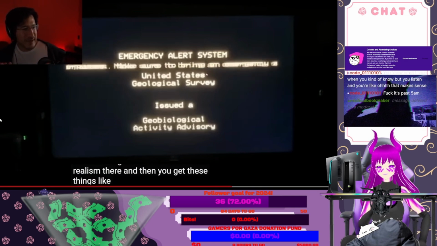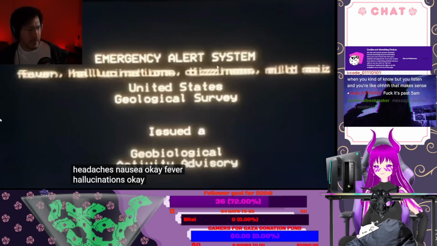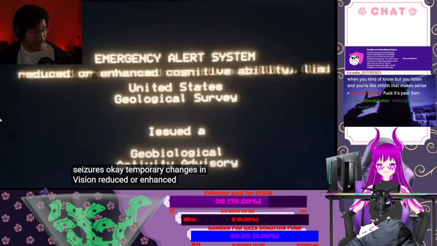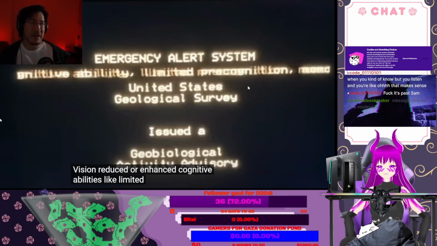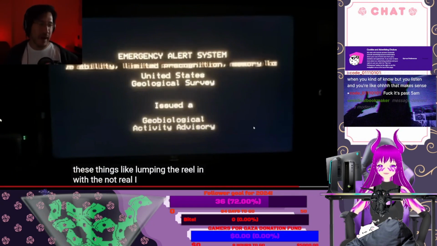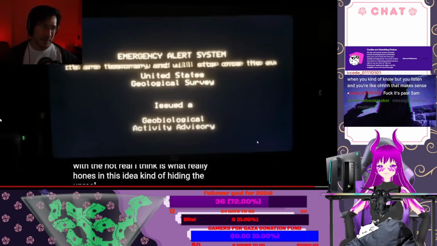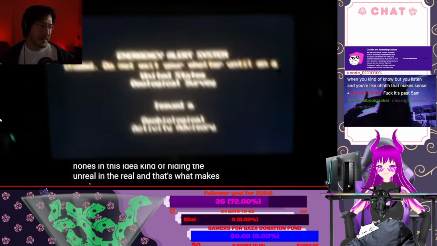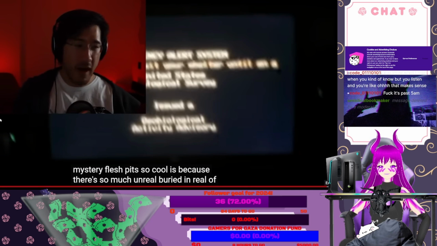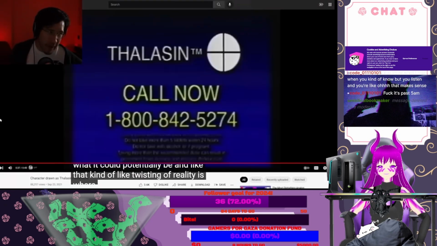And then you get these things like you might experience headaches, nausea, okay, fever, hallucinations, okay, dizziness, mild seizures, okay, temporary changes in vision, reduced or enhanced cognitive abilities, like limited precognition. Like lumping the real in with the not real, for a little bit. That really hones in this idea, kind of hiding the unreal in the real. And that's what makes Mystery Flesh Pit so cool, is because there's so much unreal buried in the real of what it could potentially be. And that kind of twisting of reality is where this gets cool.